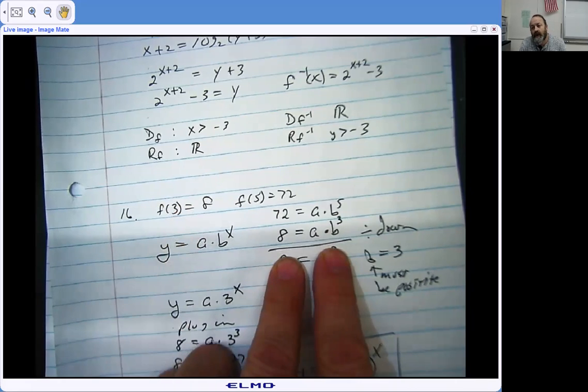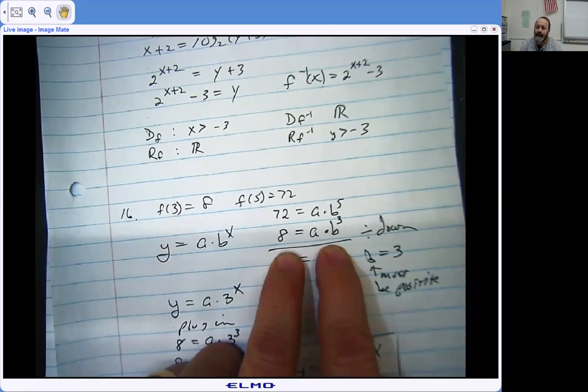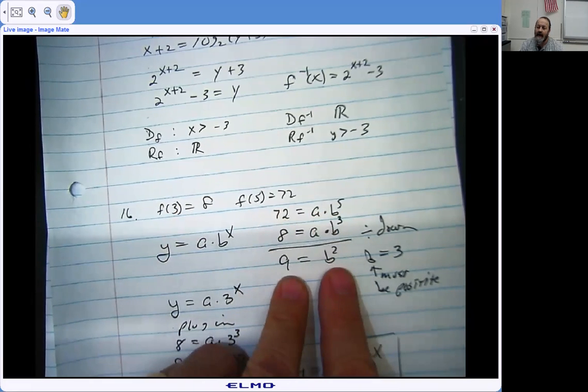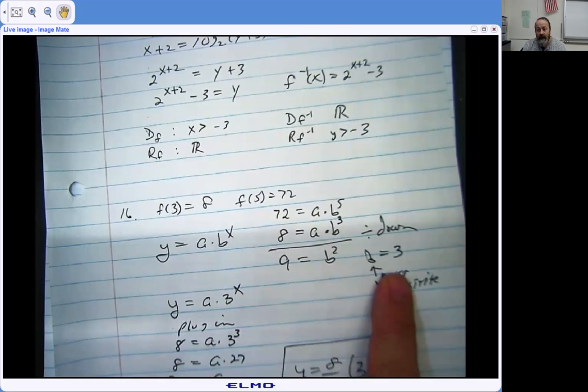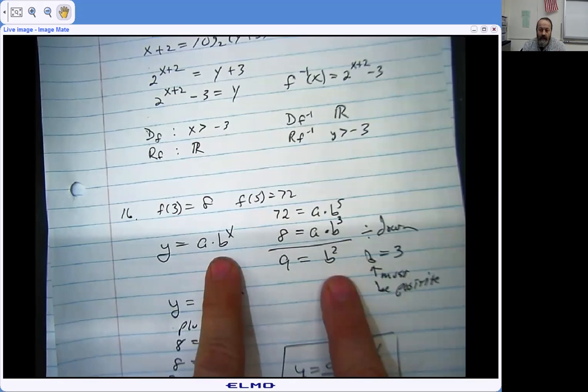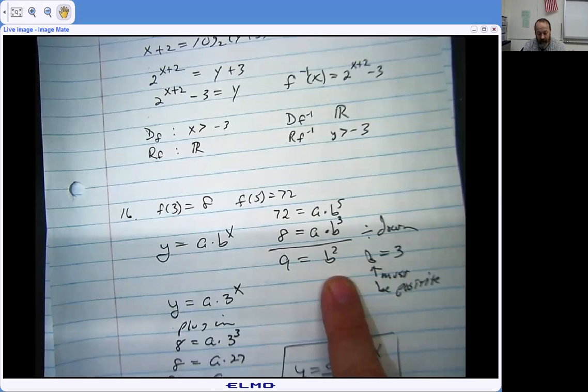Now, what's kind of cool, and you did this back in Algebra 2 sometimes when you multiplied things together or added down, I'm going to divide these things down, and I have 9 as b squared. And so that's pretty awesome because that makes b technically plus or minus 3 from this moment, but one of our rules says that in an exponential, the base has to be a positive number. So I know b has to be 3.